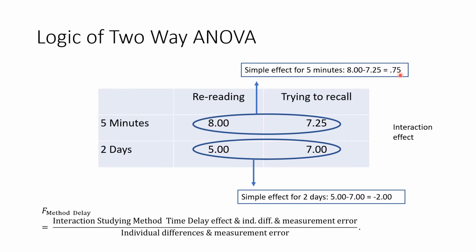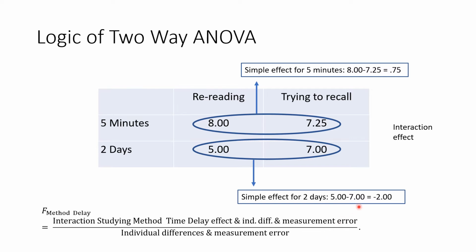This is 0.75 on the positive end. This is -2. So that means they're different by 2.75. The larger this difference, again, the bigger the F value will be. And again, larger F values will generate smaller P values, which will generate more compelling evidence against the null hypothesis.